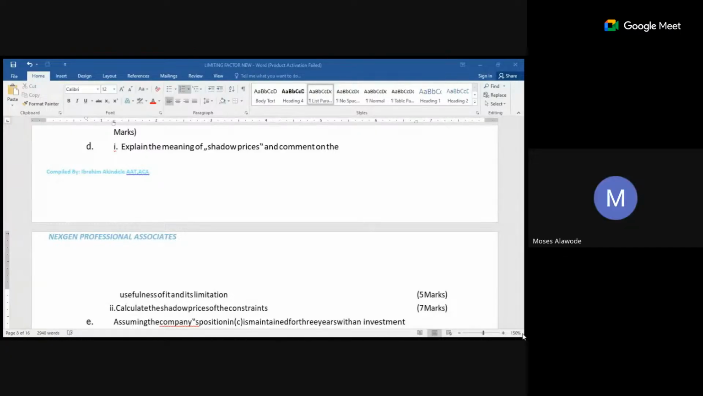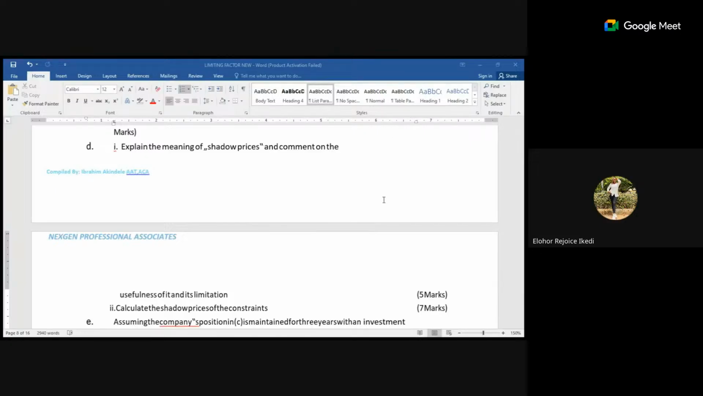It helps in decision making. Okay. That will be our assignment: additional usefulness and limitation of shadow price. Because from the definition of shadow price, you should be able to say, this is what they use shadow price for. Even if you don't know what to write, from the meaning of shadow price, you can at least come up with two usefulness.